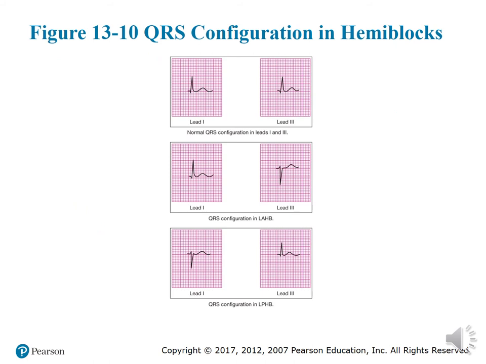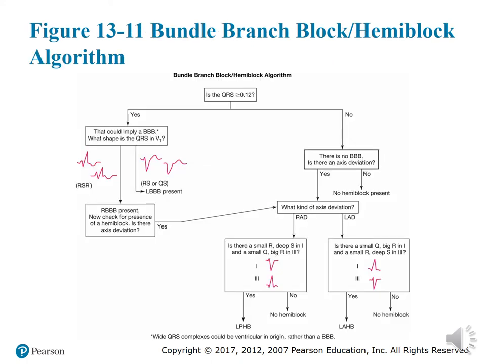All right. Configuration for the hemiblocks. See what it looks like in lead one and lead three. In a normal QRS complex, both lead one and lead three are positive. With a left anterior hemiblock, you see lead one is positive and lead three is negative. For the left posterior, lead one is negative and lead three is positive, just like it would be when we're looking at the axis determination, based off what we see in each lead. Okay, it's another algorithm to help you determine which is which. You ask these questions to help you make the determination of what your interpretation is going to be.